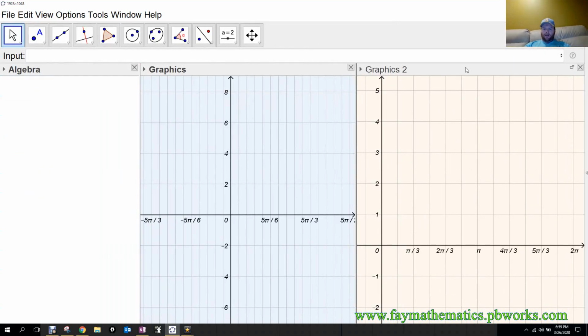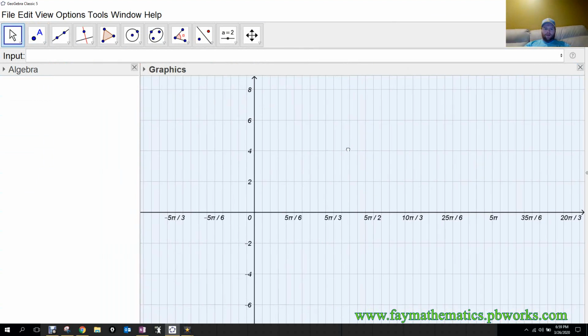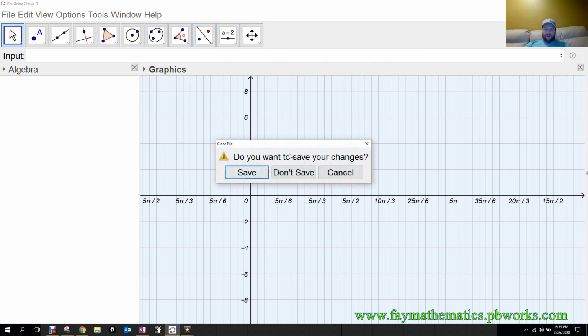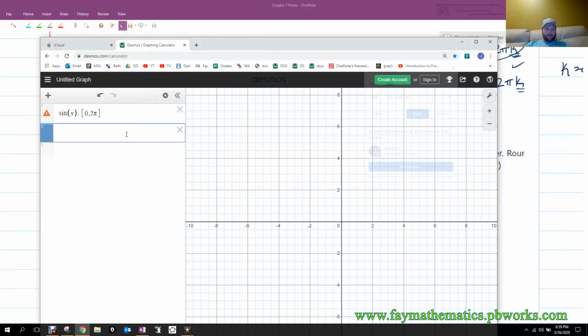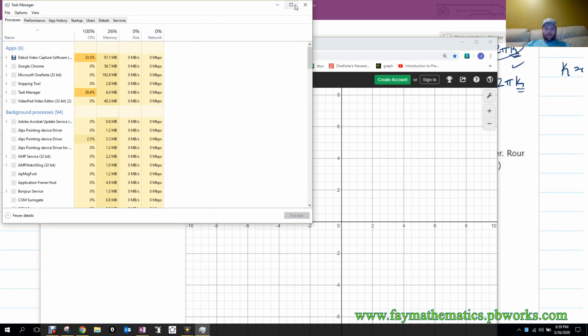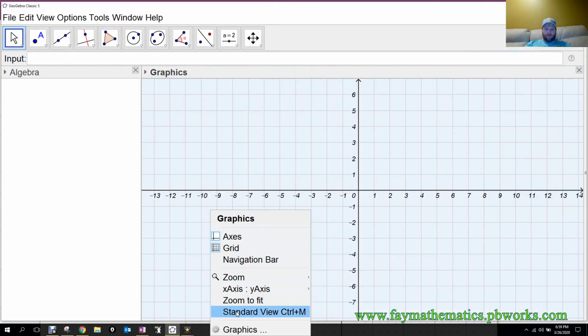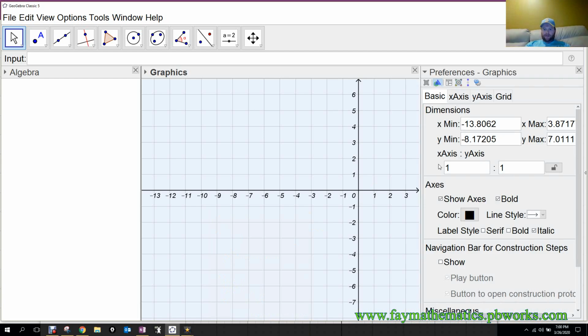If we look at just the sine function, I'm having some technical difficulties here with my keyboard again. Don't know why that fixes it, but it fixes it. So, graphics.